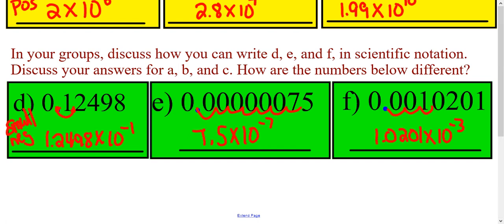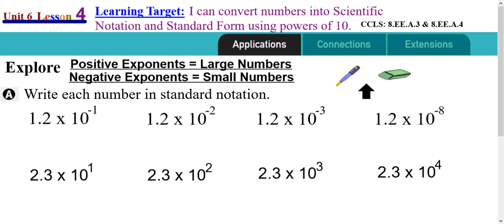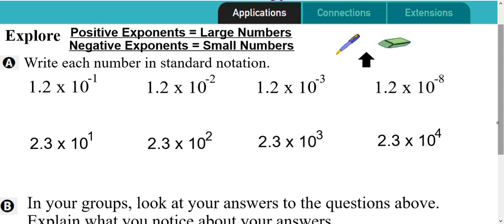And next page. So this is basically an explore. On the top, it says positive exponents equal large numbers, negative exponents equal small numbers, and it says write each number in standard notation. So now I'm going to do a couple with you, and hopefully you get the gist of everything here. So this is kind of like going backwards. All right. So we have scientific notation and we have to put it in standard notation. So they want the number that this is equal to.